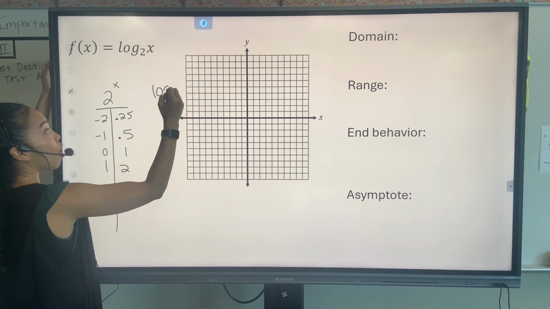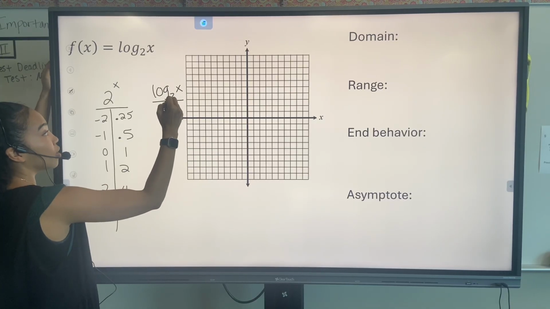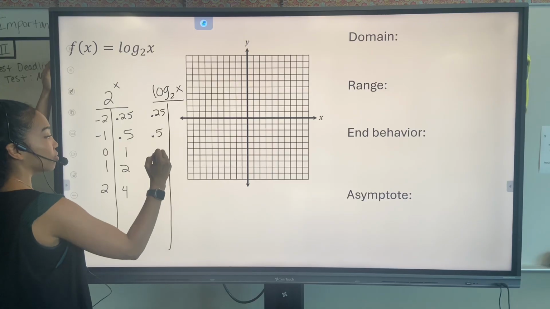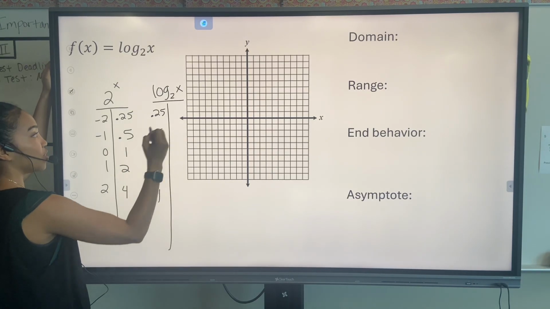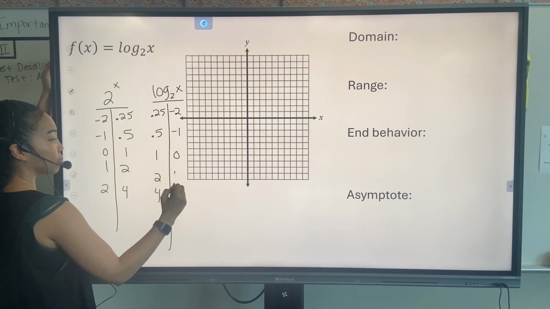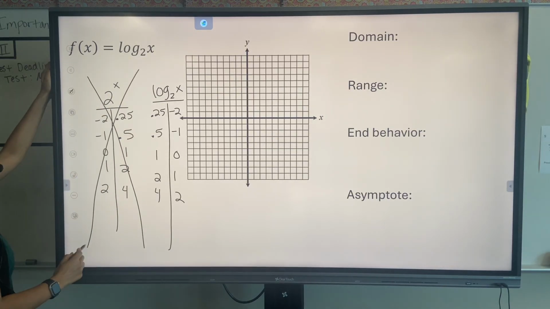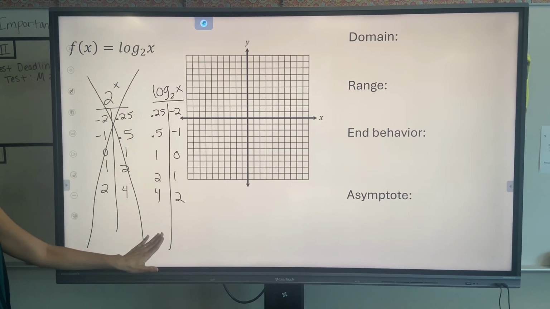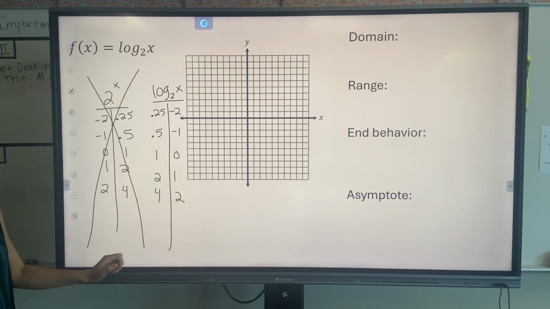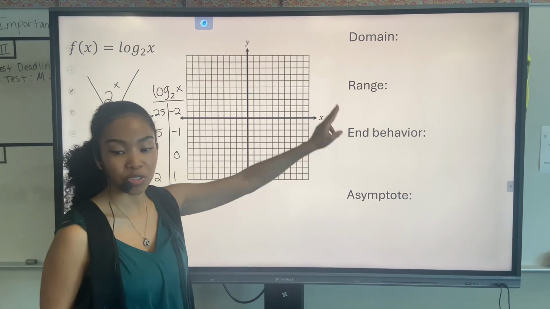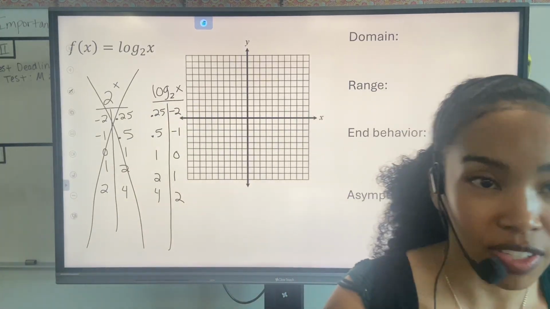So for the log, these are my x values, and these are my y values. This is our new table for the log. Now, we just plot the points, and you guys can answer these questions. I'm going to pause here and let you guys finish.